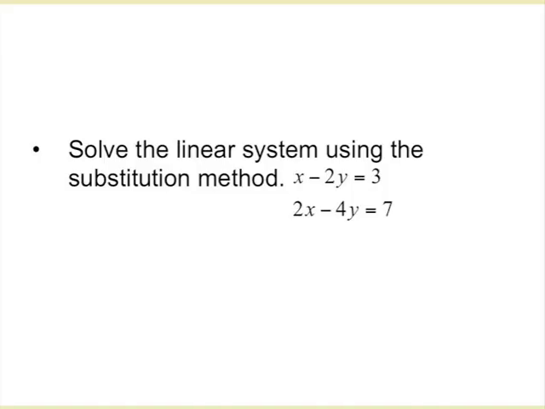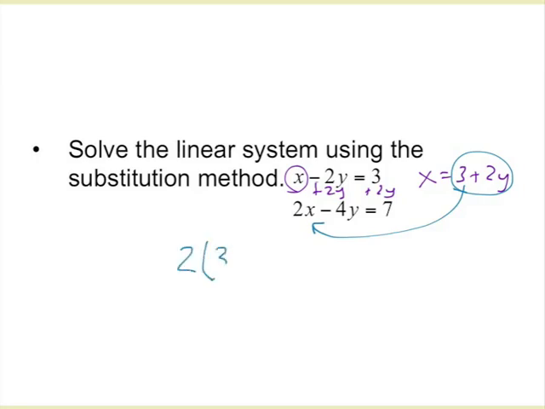So in this one, what would be easiest to get alone? The first x. So I would do that by adding 2y to both sides in that first equation, and that gives me x is equal to 3 plus 2y. I'm going to take that and plug it in for x in the second equation. That gives me 2 times (3 plus 2y), substituting in the x, minus 4y equals 7.